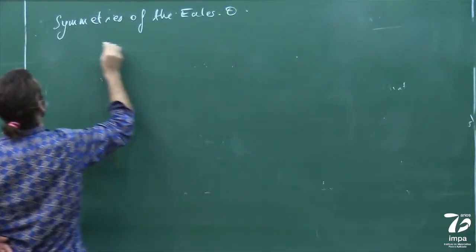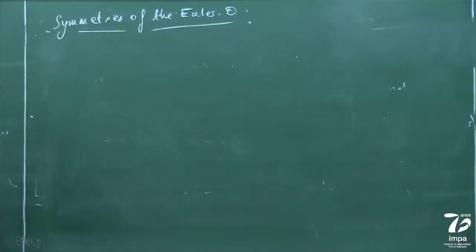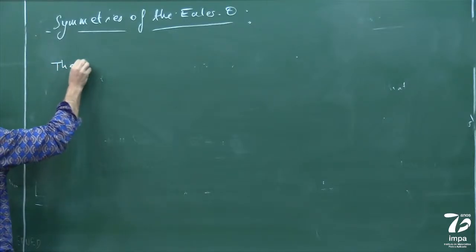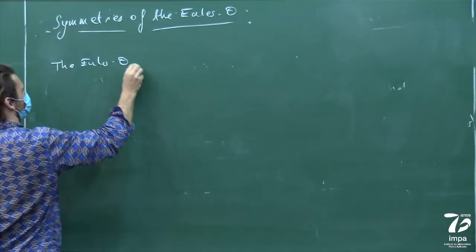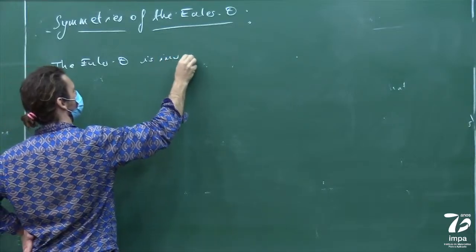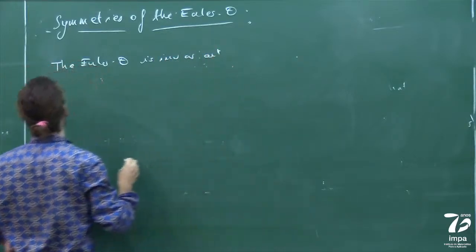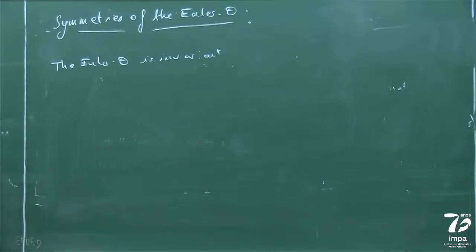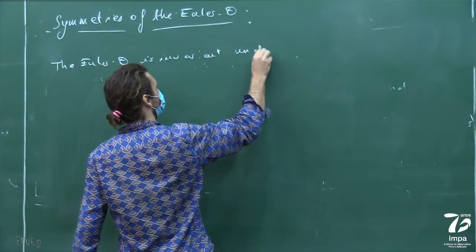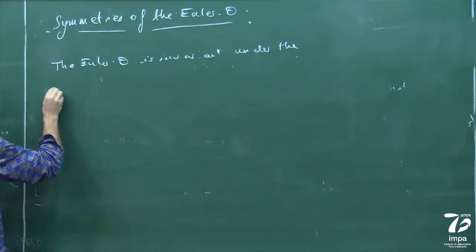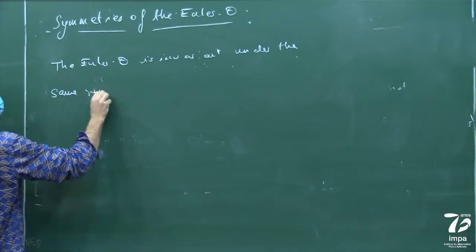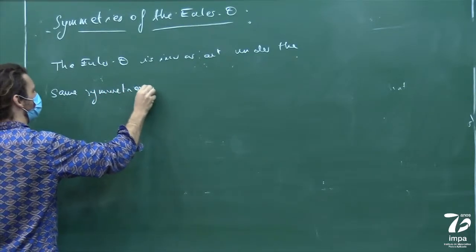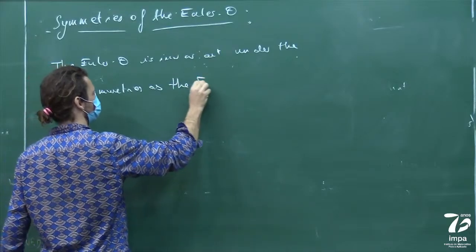The Euler theta system is invariant under essentially the same symmetries as the NS equation, so under the same symmetries as the Euler equation.